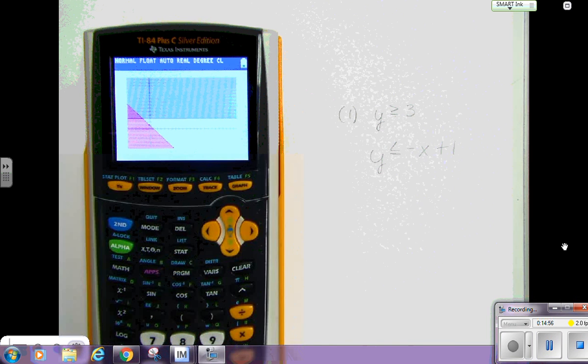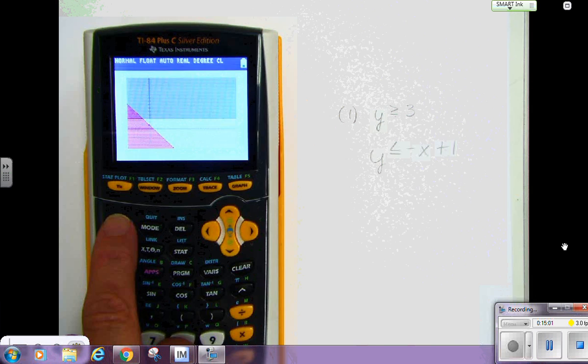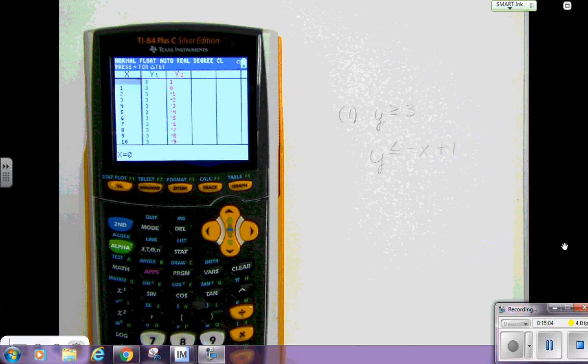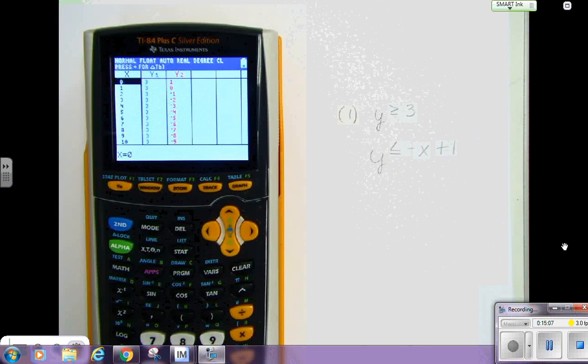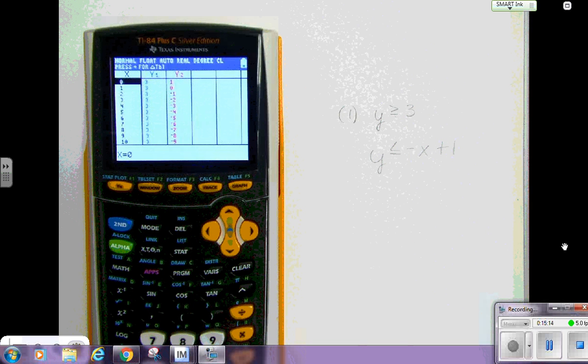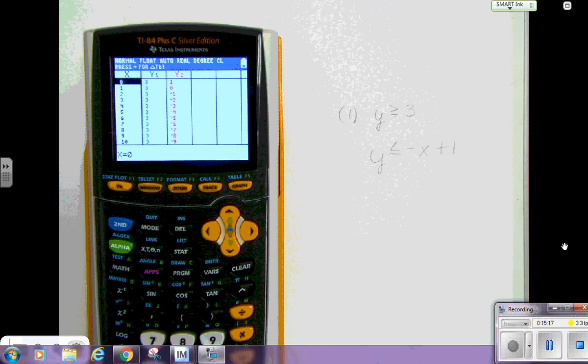Now, if you can't tell where it is, what points are being used, you can always go to your table. So press second graph, and you can look at your table of values and get some points from that, and that'll help you with your lines.